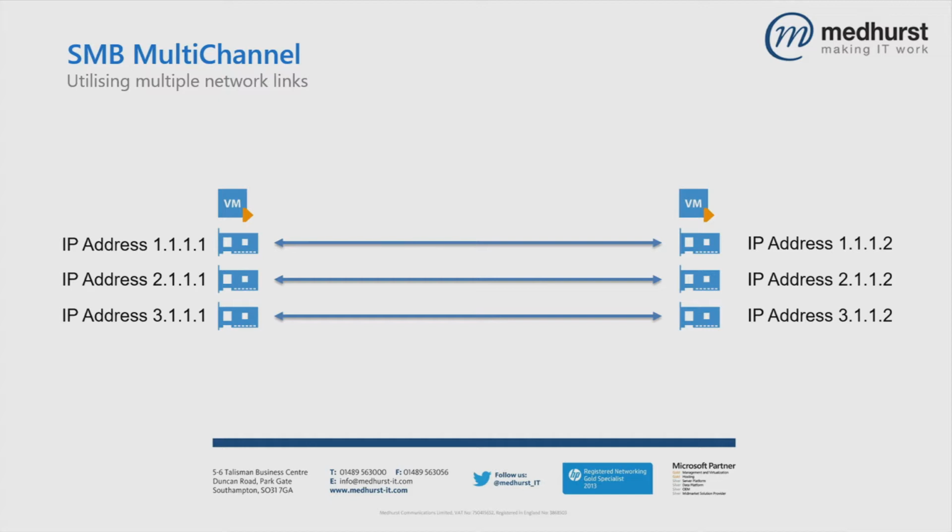You can aggregate 3 or 4 NICs to give yourself a pipe, and then you can use SMB on the live migration itself. Makes it a lot quicker. So I just wanted to mention that.